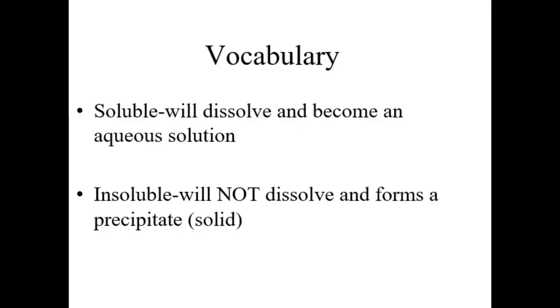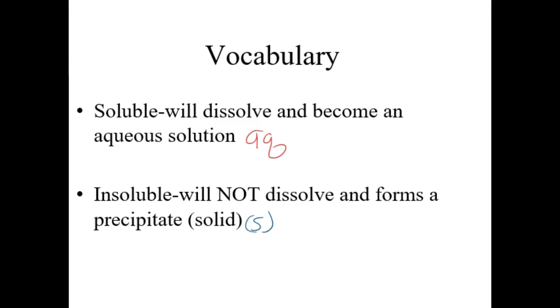First thing I want you to do is write your vocabulary words in your journal. We have soluble and insoluble. Soluble means it will dissolve and become an aqueous solution, so we're going to have an AQ. Insoluble means that it will not dissolve and forms a precipitate, or a solid.